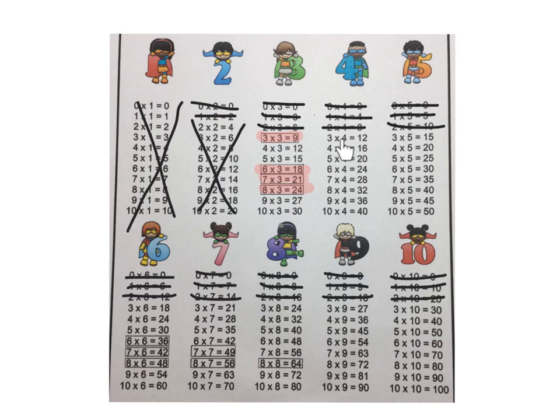The 4 times table we're going to use by doubling the 2 times table. Example, 3 times 4, I'll go 3 plus 3 is 6, 6 plus 6 is 12. The 4 times 4, I'll go 4 times 2 is 8, and 8 times 2 is 16. That's what we'll use on the 4 times table. We'll double.